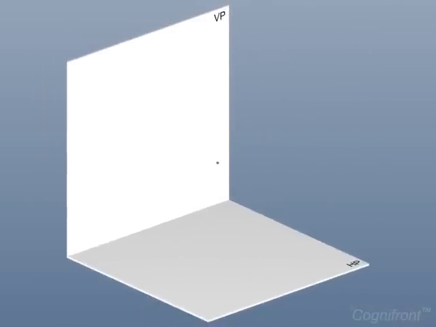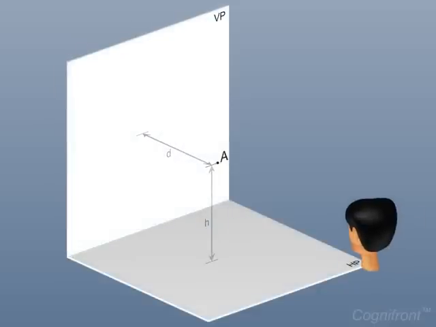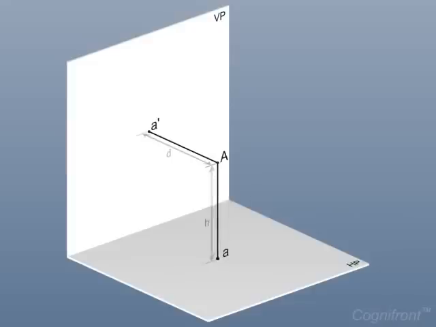Here, a point object A is located in the first quadrant at a height of h units above HP and a distance of d units in front of VP. An observer is looking at the point in the direction of the arrow. The front view will be a point A dash on VP and its top view will be A on HP, obtained by projectors drawn from the given point A.